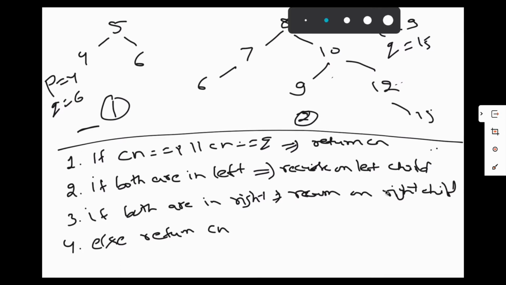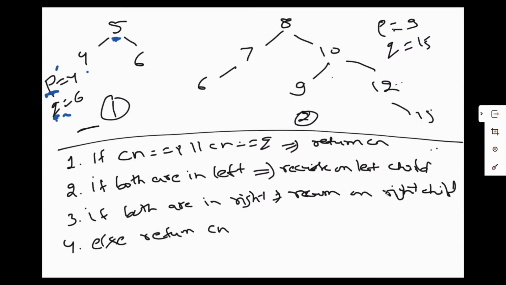So the process is simple. As I already told you, first we need to find out where these two nodes p and q are with respect to the current node. Because we will always start from the root node, we will check at the root node first. Is p on the left side of the root node? Is q on the left side of the root node? In this case, p is on the left and q is on the right side.